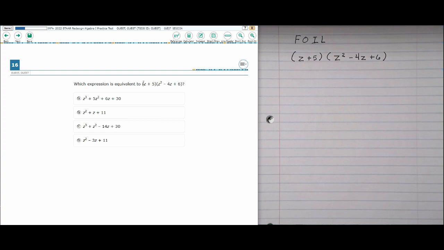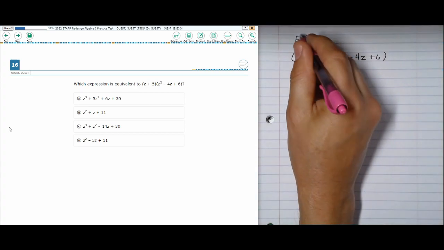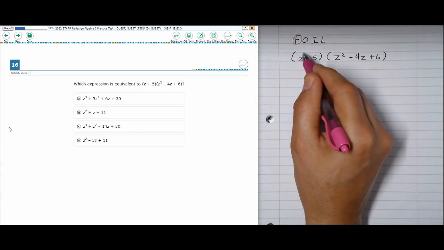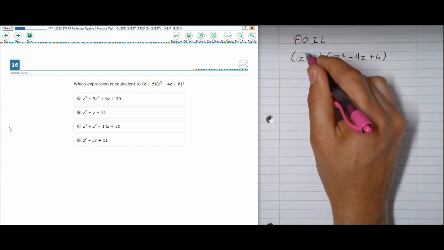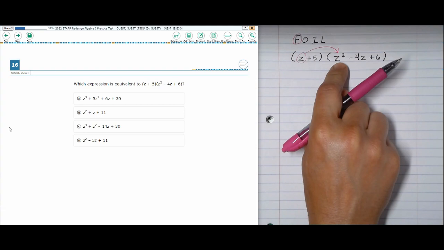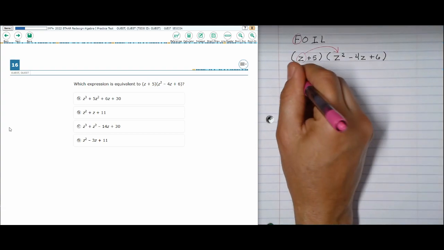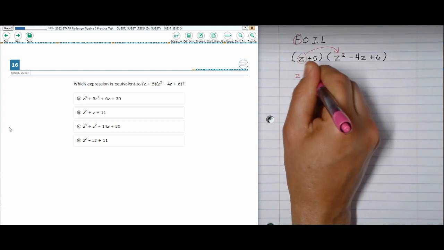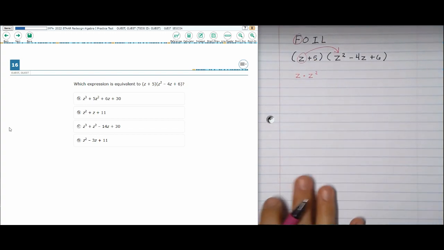Now the way that we should solve this is we're going to distribute each one of these terms. So just like a FOIL, I'm going to start with the first term. So the first term is this z, and I want to multiply it to what is inside of the parentheses here, which is z to the second power. So we have z times z to the second power.